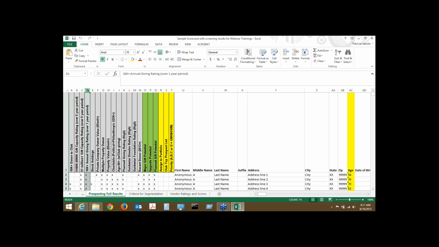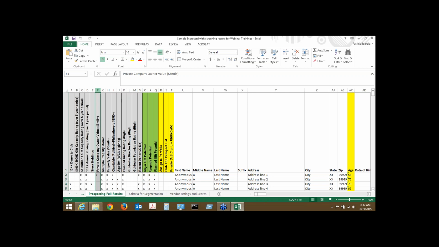For annual donation rating, anybody who had a donation rating of $10,000 or more through the screening, that one-year donation period, got a check mark. Stock holdings: if anyone had stock hits and a high quality of match for Wealth ID securities or Market Guide, got a check mark. For company ownership, anybody who had a company ownership value of $5 million or more and a high quality of match for Dun & Bradstreet or Hoover's got a check mark.